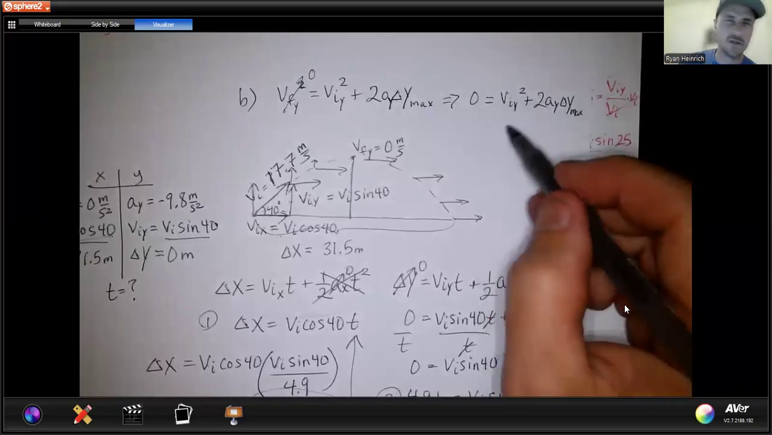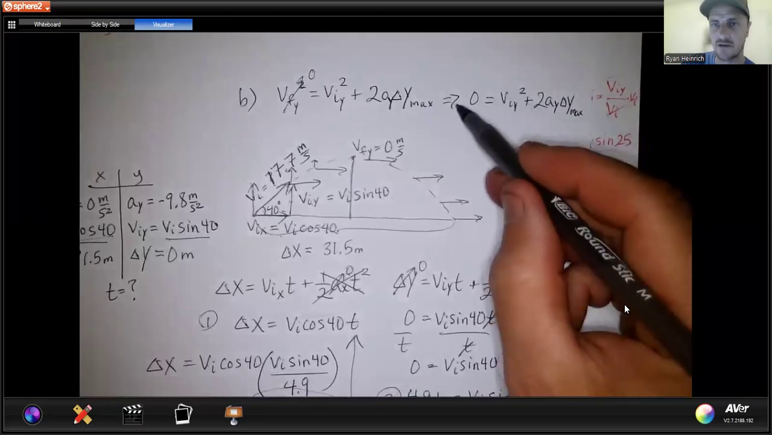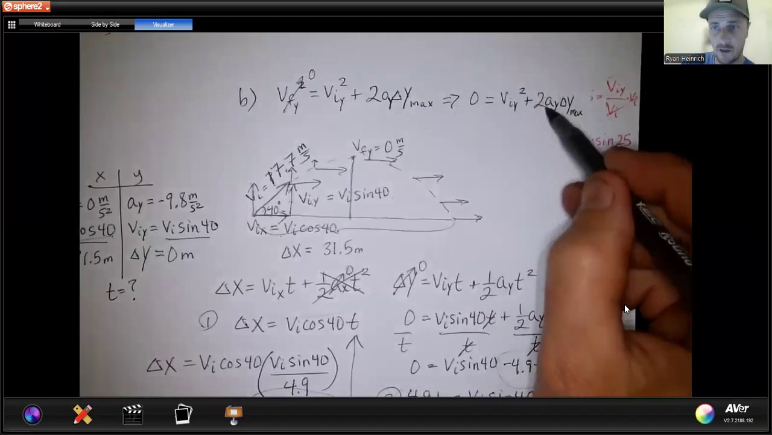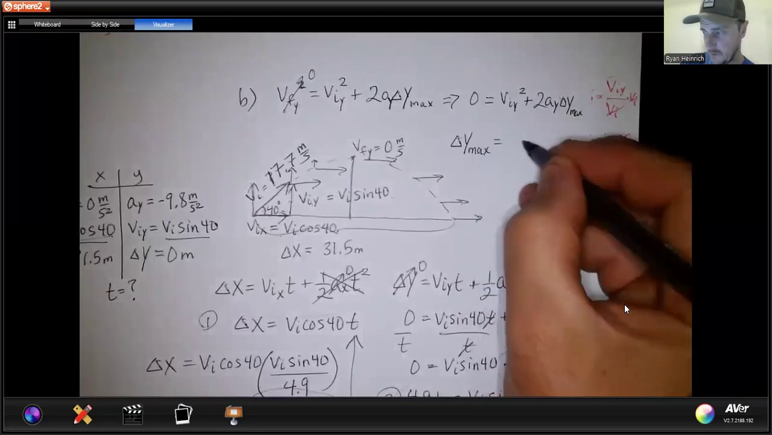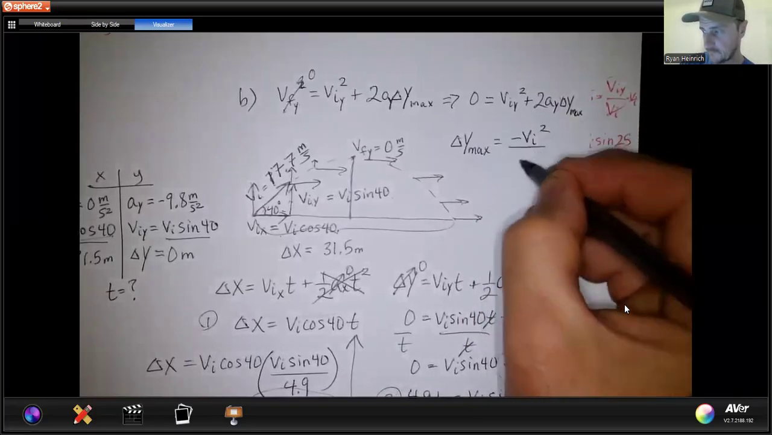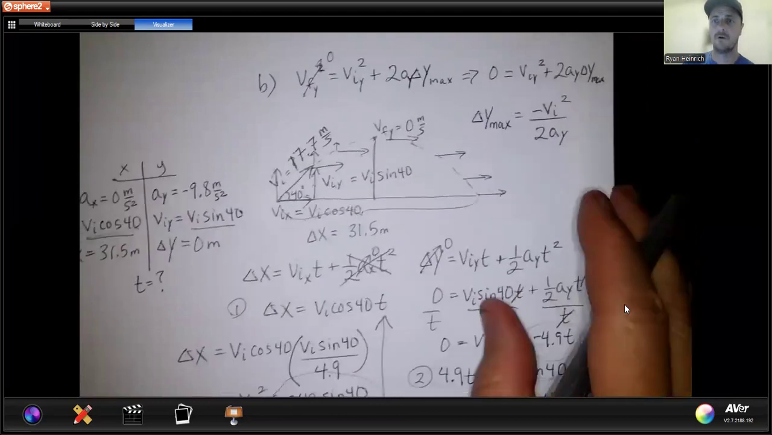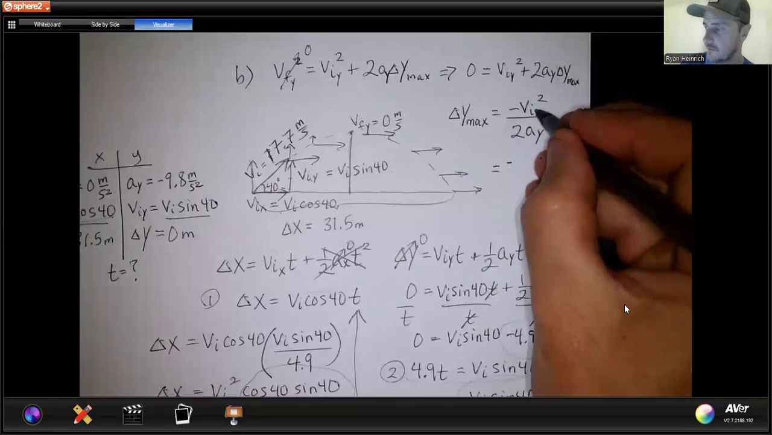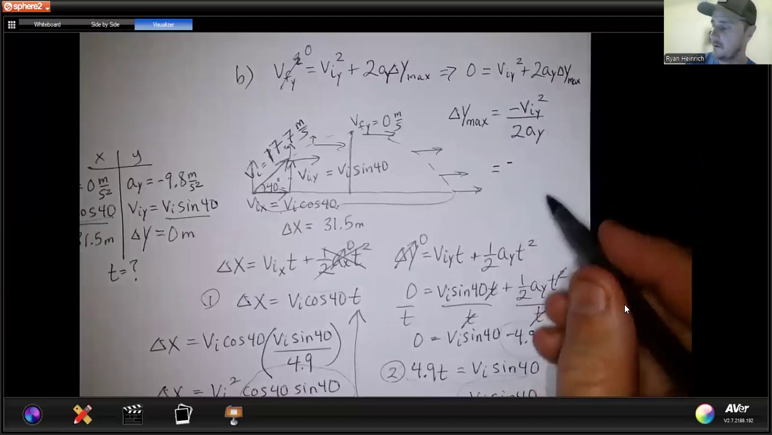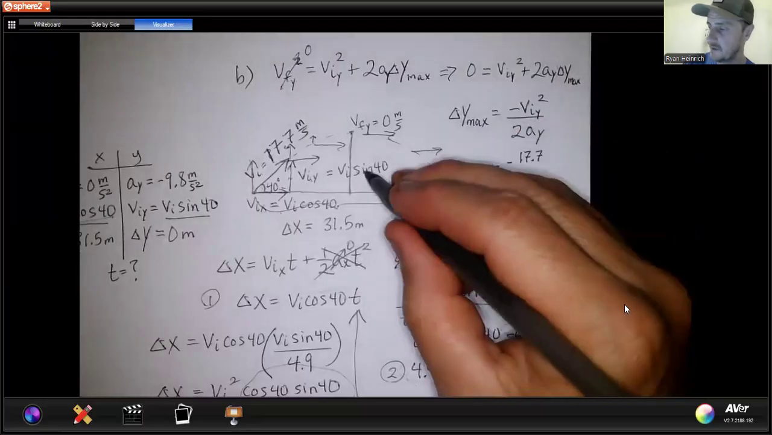Let's talk about rearranging this verbally, and then I'll just put that final result. I'm going to subtract this to the other side, and then I will divide both sides by 2AY. So doing that would look something like this, right? Okay. And now I'm going to plug stuff in. Oh, let's not forget that's VIY, right? So VIY would be 17.7 times the sine of 40.